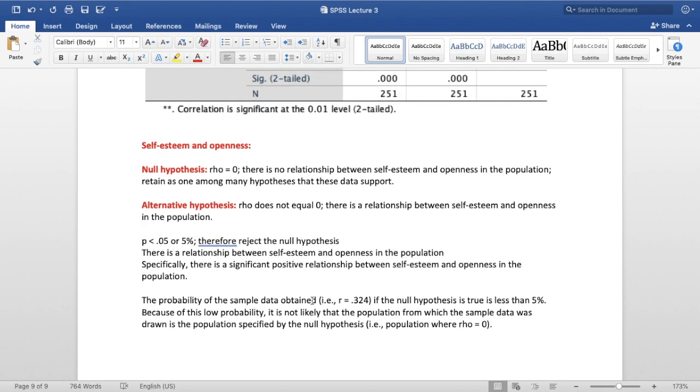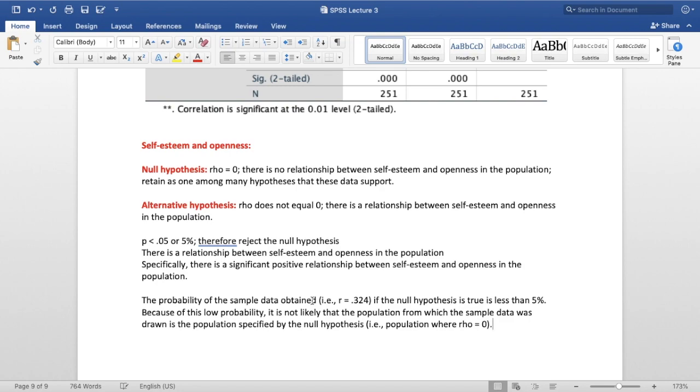Okay, so here's the second part of the interpretation. The probability of the sample data obtained, so getting the sample correlation that you got, if the null hypothesis is true, the null hypothesis is true means rho is 0, is less than 5%. Because of this low probability, it is not likely that the population from which the sample data was drawn is the population specified by the null hypothesis. And again, the null hypothesis is a population where rho equals 0.